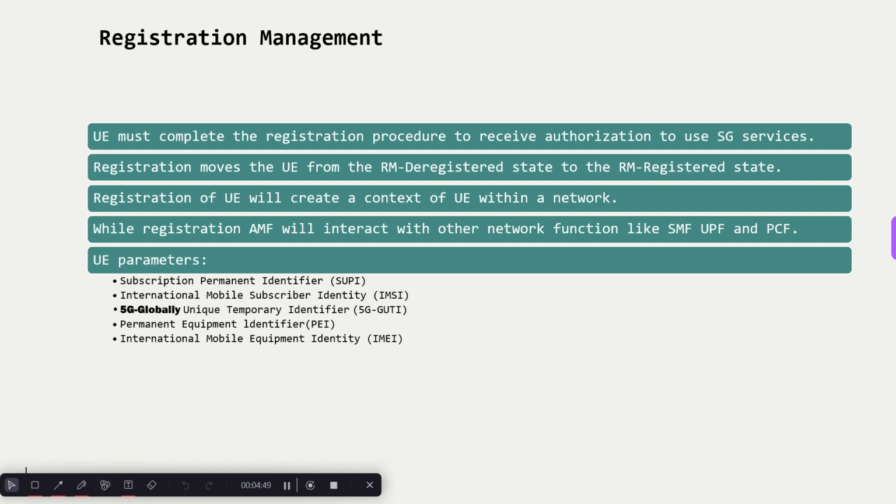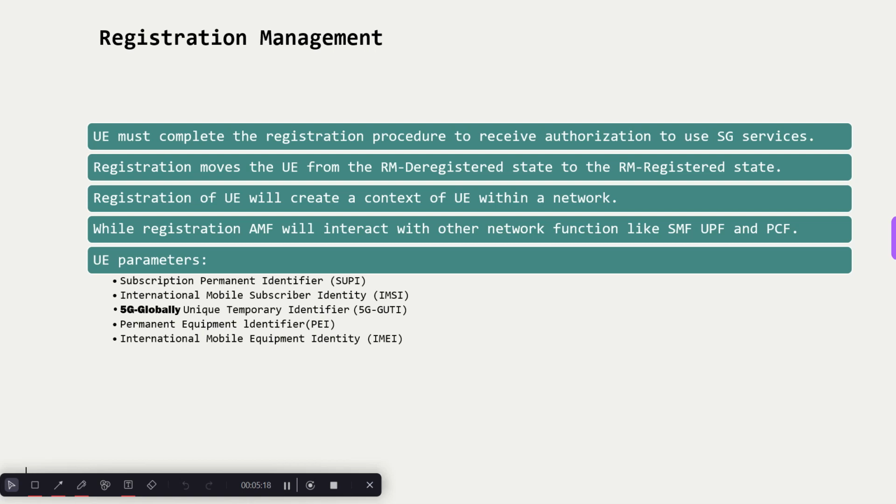When you register, the network creates some context or parameters. Below are the network parameters that help the UE create its identity in the network. The first one is SUPI, the subscription permanent identifier. This is the permanent identifier, and IMSI is the international mobile subscriber identity.